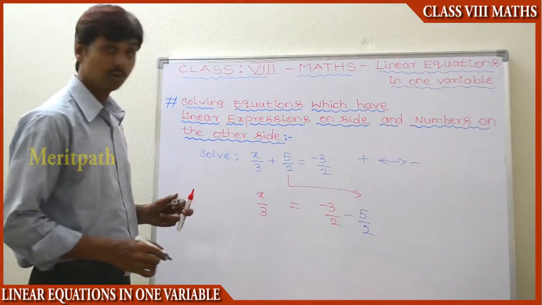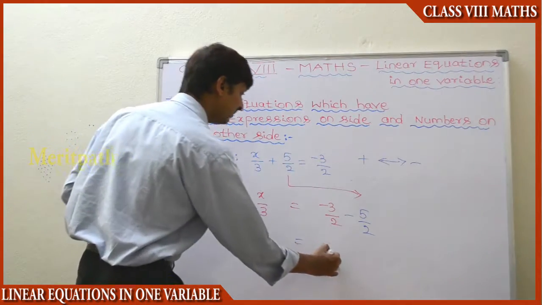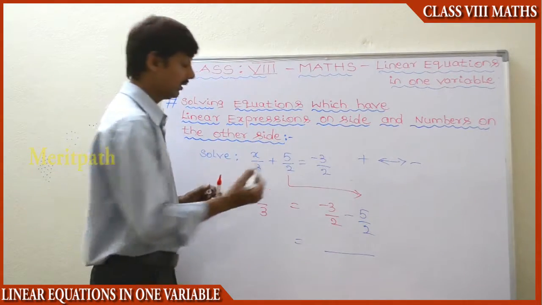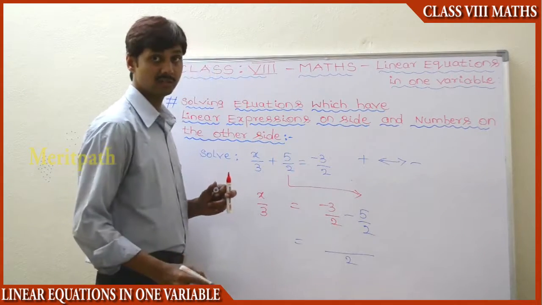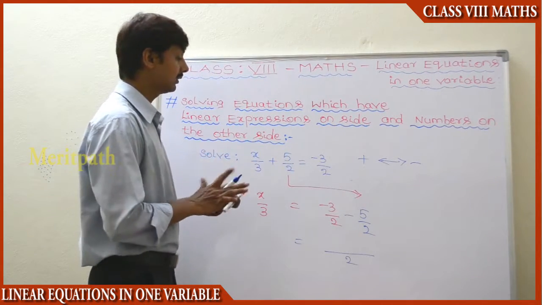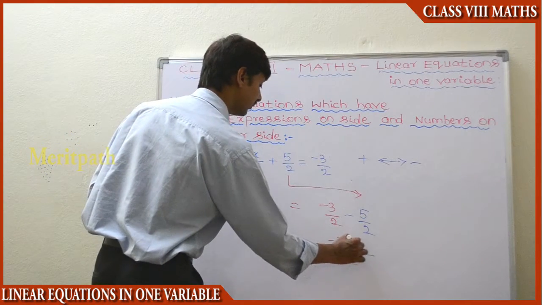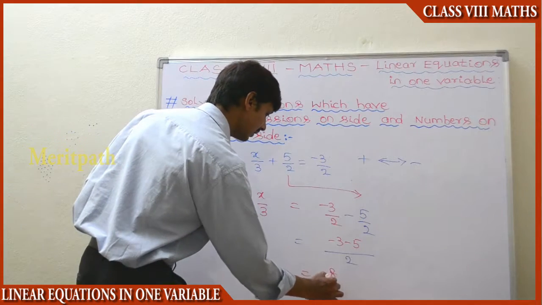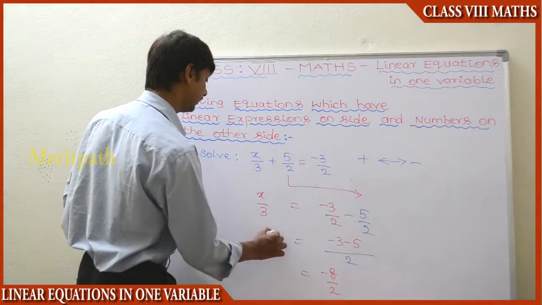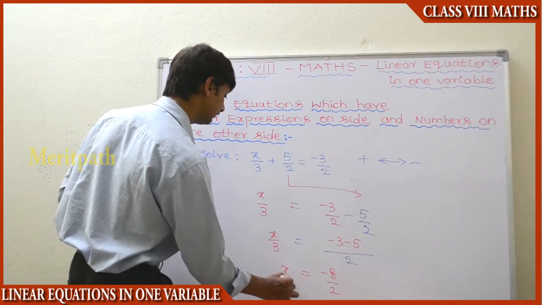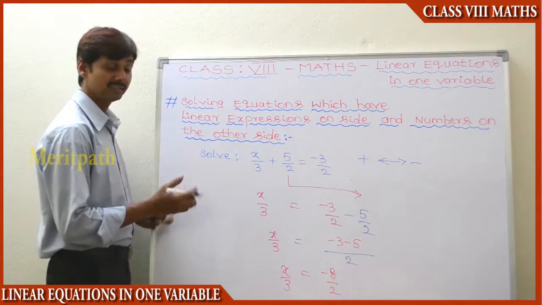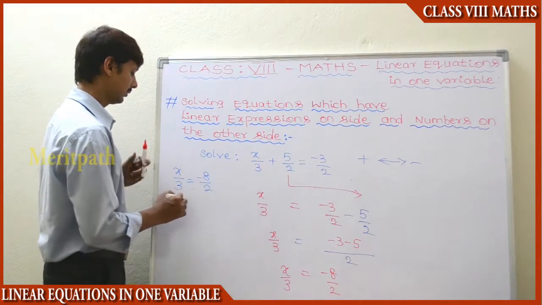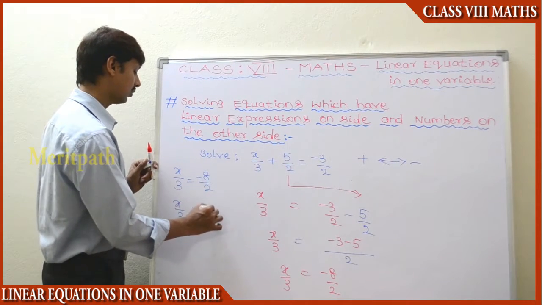So let's find out the simplification of it. There is a denominator of 2. So when we have one common denominator, we can add or subtract the numerators, that are minus 3 and minus 5. And then let's add these two numbers. Minus 3 minus 5 is minus 8 divided by 2. And this side we have x by 3. So x by 3 is equal to minus 8 by 2. So x divided by 3 is minus 4.